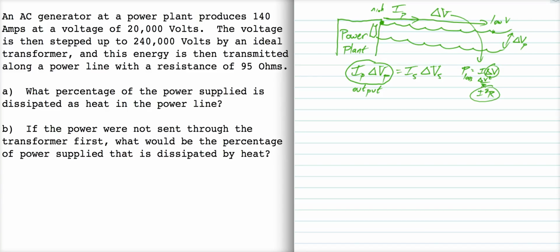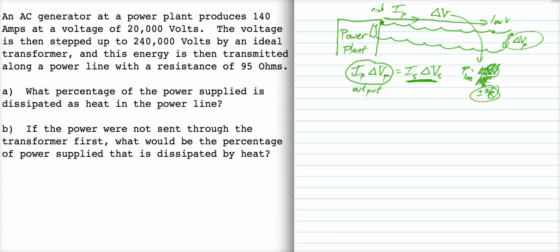But that delta V is not well defined. The resistance, however, is well defined for the line. That's why we don't confuse ourselves to use I delta V for power loss or delta V squared over R for power loss. We use delta V for power supplied, and that means the delta V across the lines. Okay? I hope that makes some sense.